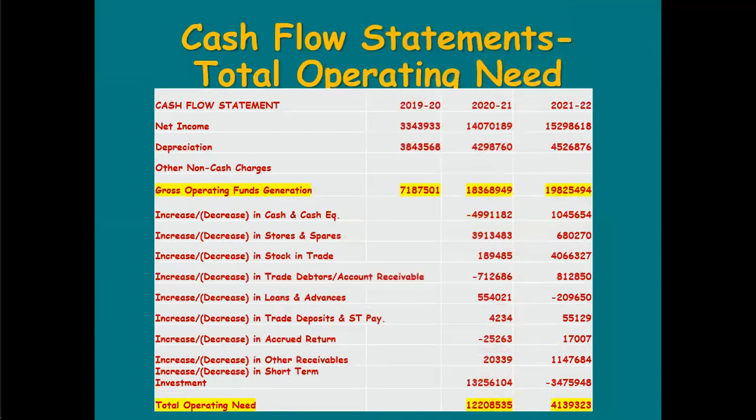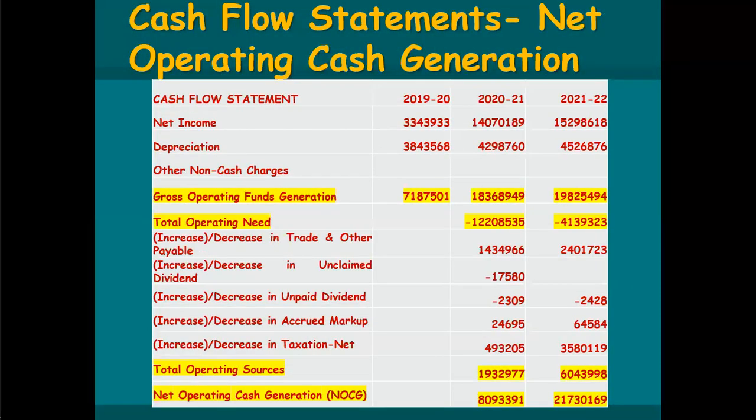It's the continuation of the first part. In the first part, we have calculated the total operating need. In the second part, we have calculated the total operating sources. Thereafter, we have calculated the net operating cash generated. So in this case, we are finding positive figures.